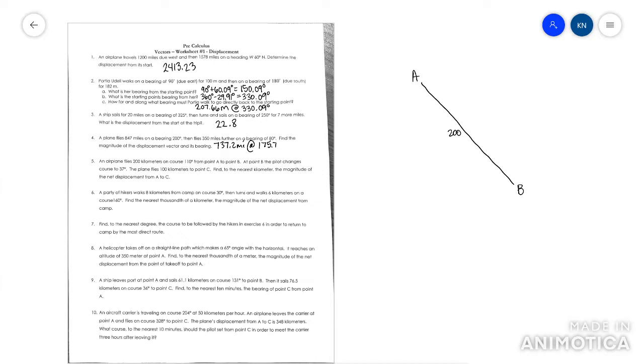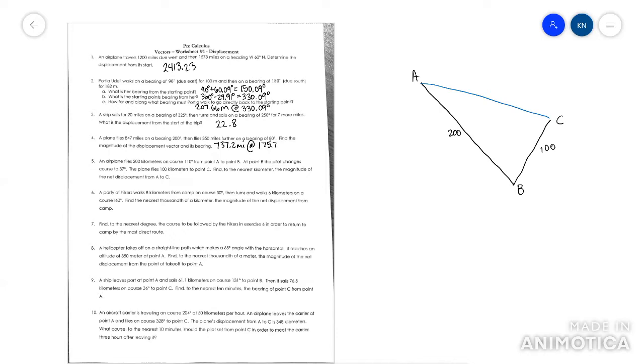All right, now at point B, he changes course to 37 degrees. So it'd be like this much, right? And he's going to go 100 kilometers there. So not quite as far. We'll call it that much. Find to the nearest kilometer the magnitude of the net displacement from A to C. That's referring to, here's C, this blue line.